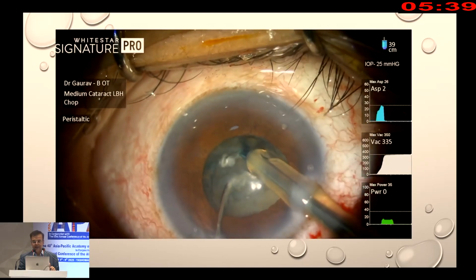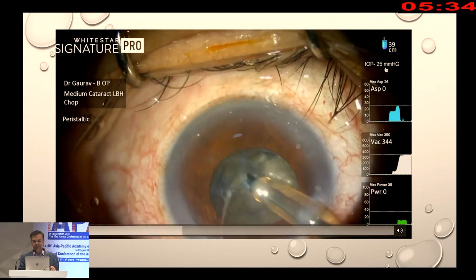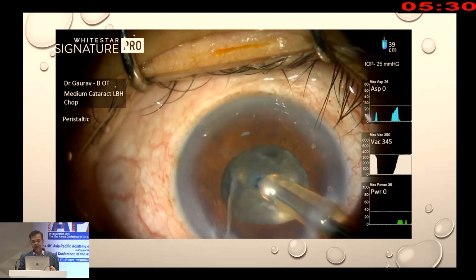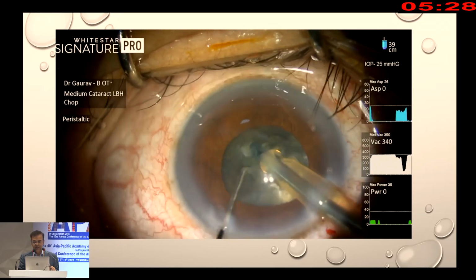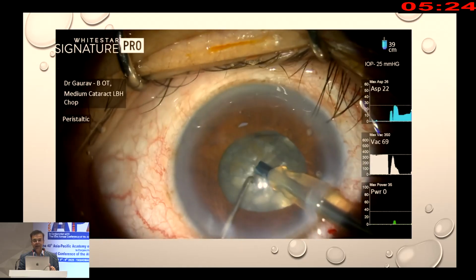So you can see the other thing I'm doing here, if you look at the top right, we are using an IOP of 25 millimeters of mercury, which is very good because in this situation, as Vishali was also showing, at a very low IOP, the fluctuations in the chamber are the least. So the iris tends to misbehave the least as well.